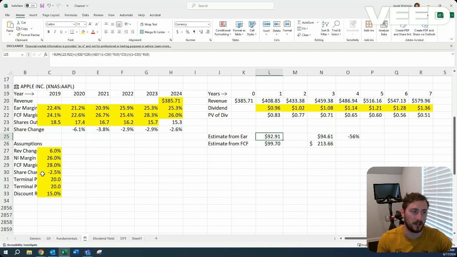And then I'm also pulling out the share change in the dividend, with saying debt reduction just maybe changes the terminal P or something. So hopefully this was an understandable video and it helps.